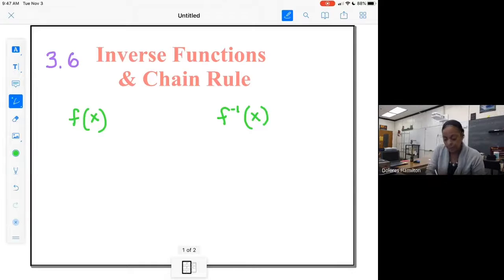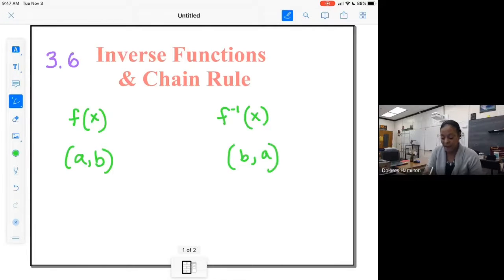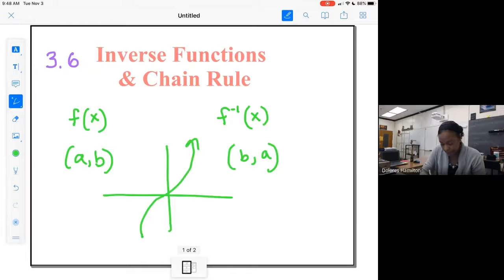If I have f of x, then I know that f inverse of x is written like so. I also know that for every point (a, b) on f of x, the inverse will always have the point (b, a). The x's and y's are interchanged. So here's an example, let's say, of this cubic graph, and this would be the inverse.